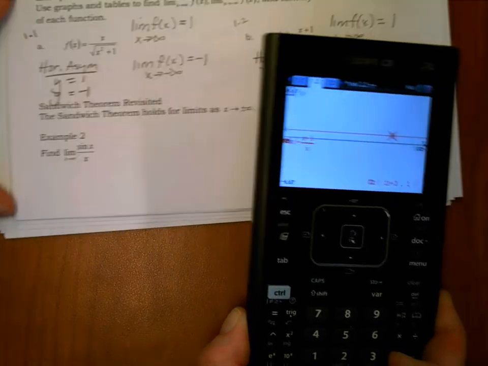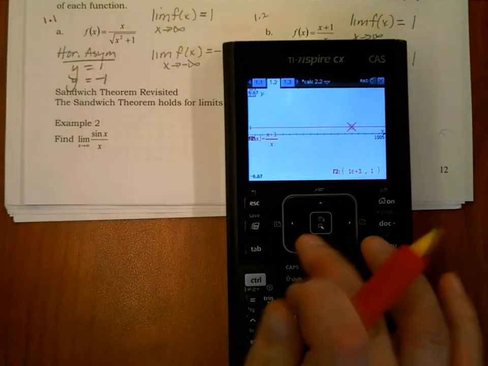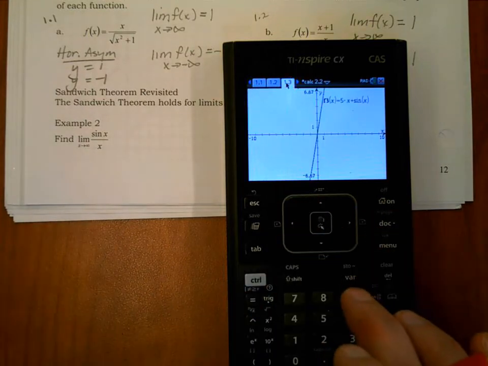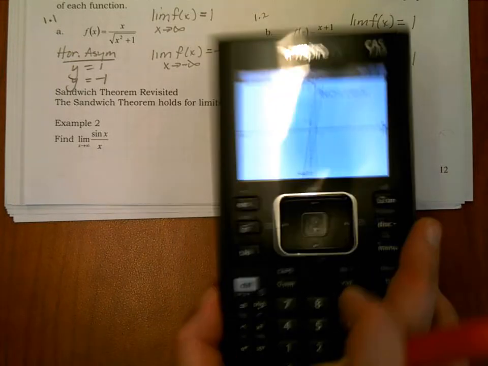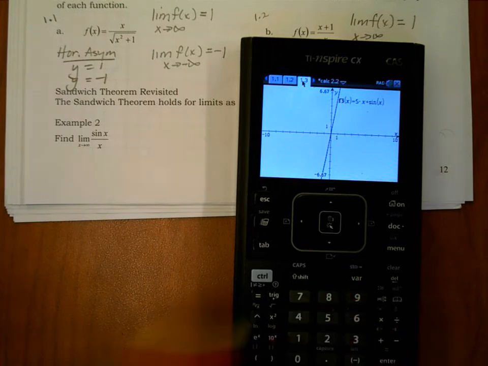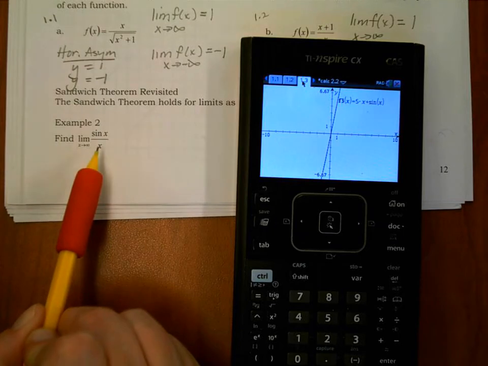Okay, so let's see this next example. This next example is talking about the sandwich theorem, which we did not talk about in the first section. So we're not really going to worry about the sandwich theorem part of it. We're just going to look at the graph for this one.